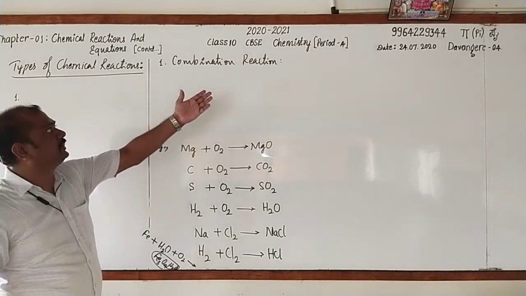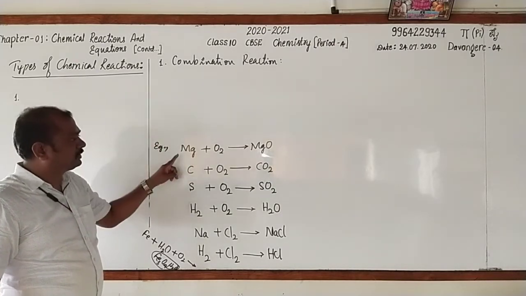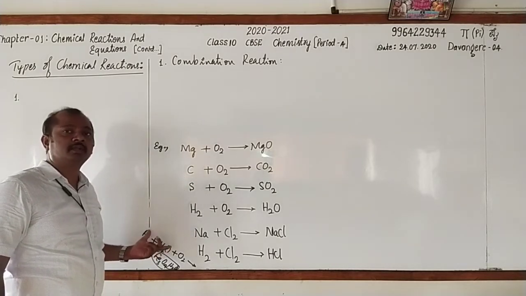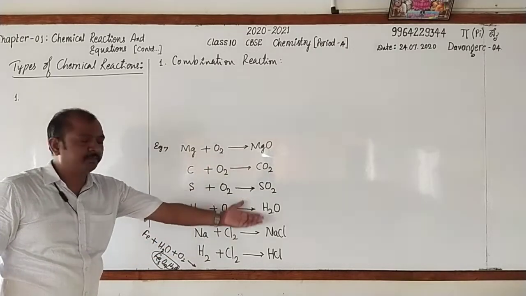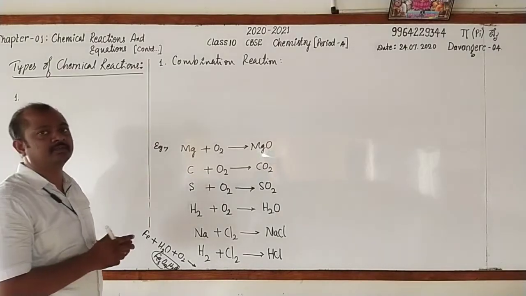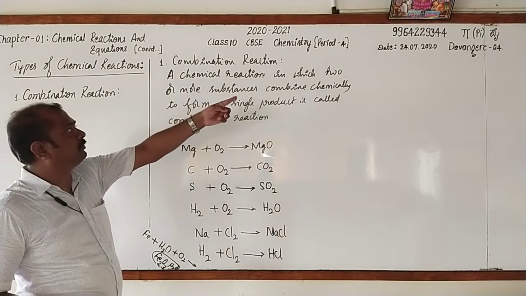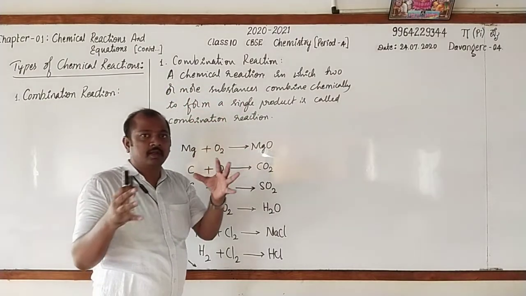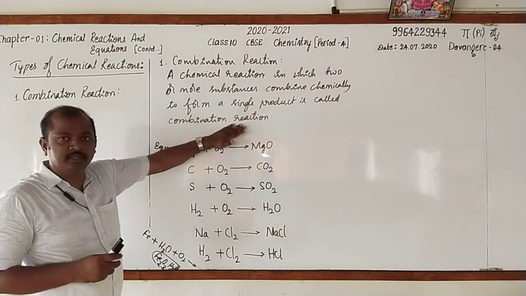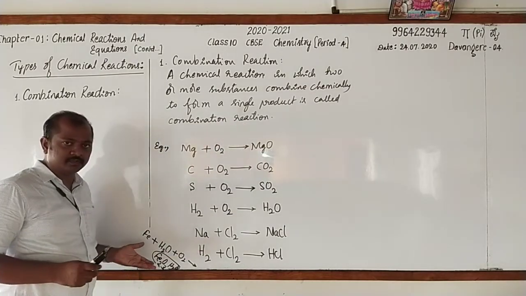Now let me write the definition of combination reaction. Once more, a chemical reaction in which two or more substances undergo chemical change to form a single product is called combination reaction. Yes, I'll write it. Here I have written the definition. Go through that. A chemical reaction in which two or more substances combine chemically to form a single product is called combination reaction. Is it not a simple definition? And these are some examples.